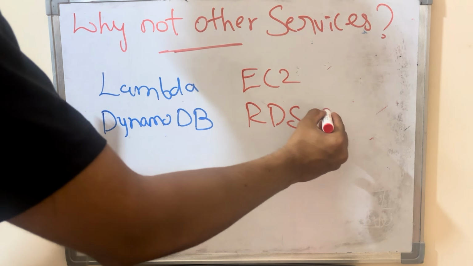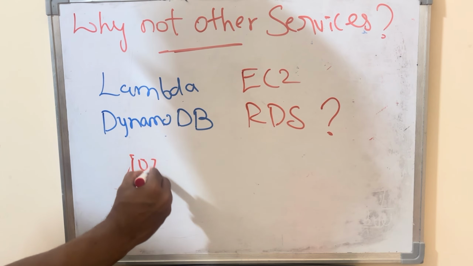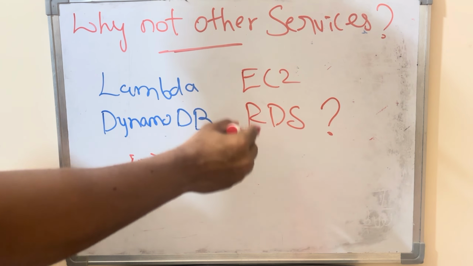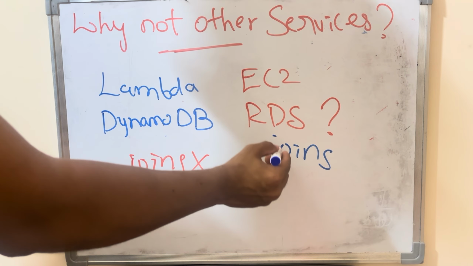Why did we use RDS instead of DynamoDB? DynamoDB is a key value store. It is good when joins are not required. But this app can have multiple tables like users, orders, payments, and we need complex joins here. For that, a relational database is required.